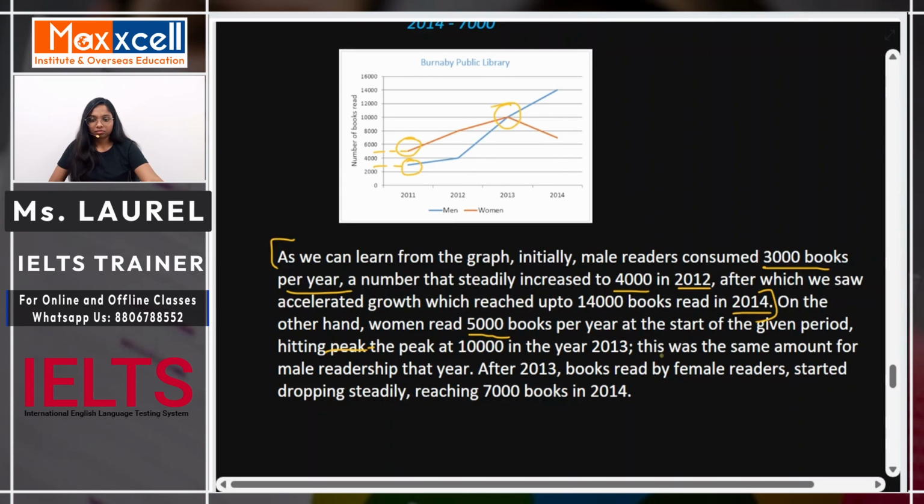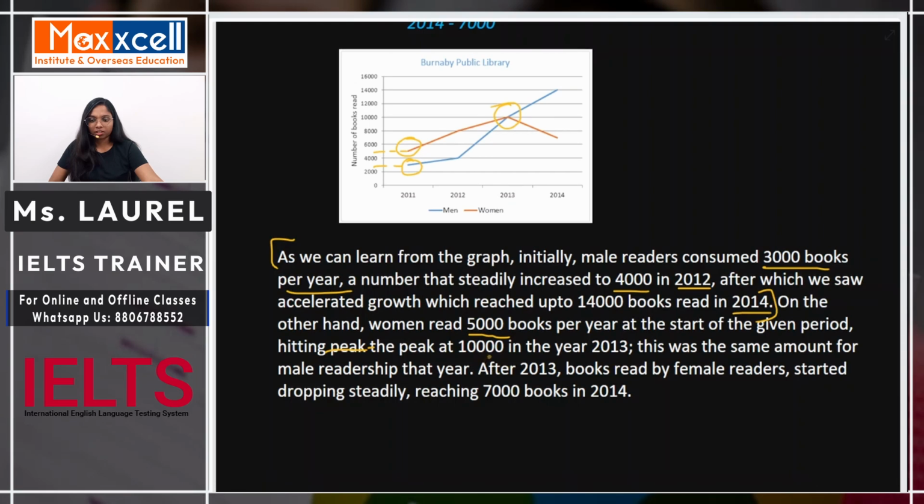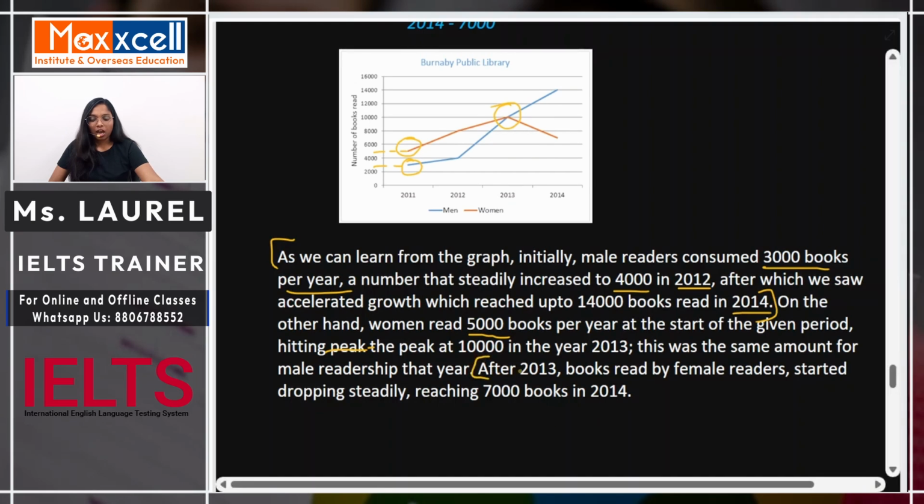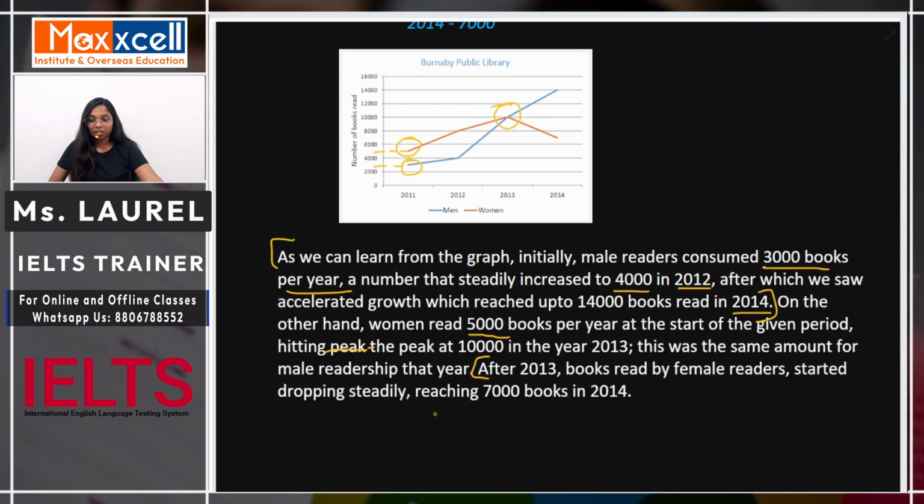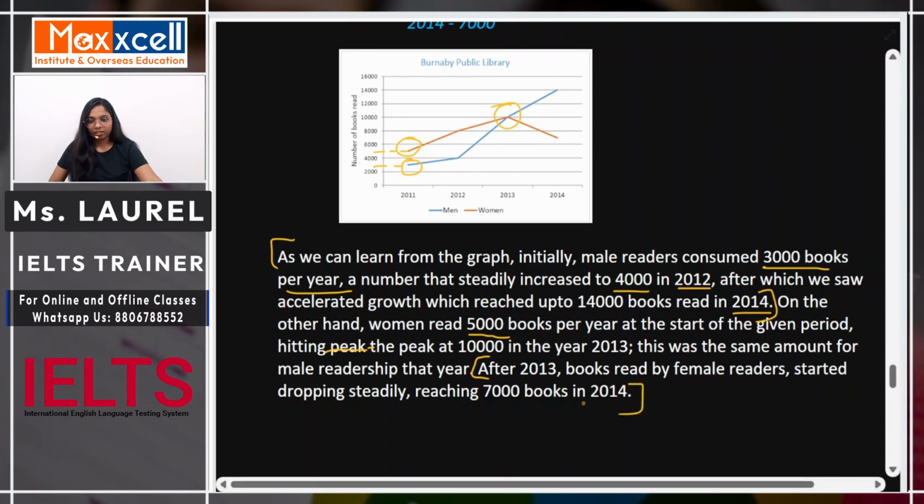Then, coming to the last part, after 2013, books read by female readers started dropping steadily, reaching 7,000 books in 2014. Here you can see at the end we talk about the end point, which is that there was a decline and it reached around 7,000. So this is a complete detailed paragraph.